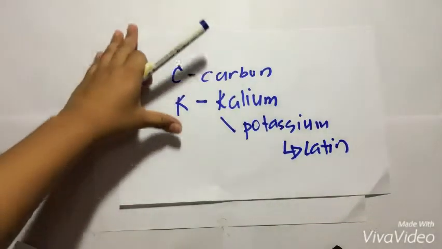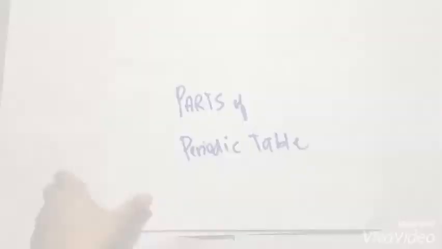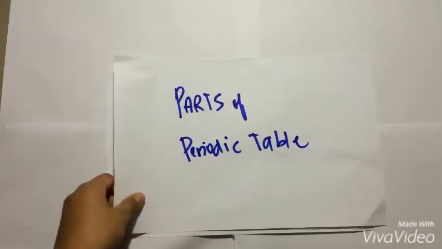So that's the example. Now let's move on with the atomic mass. The atomic mass is the mass of an average nucleus in an element and is stated in atomic mass units. This number is roughly equal to the total number of protons and neutrons of an element. So that's atomic mass.